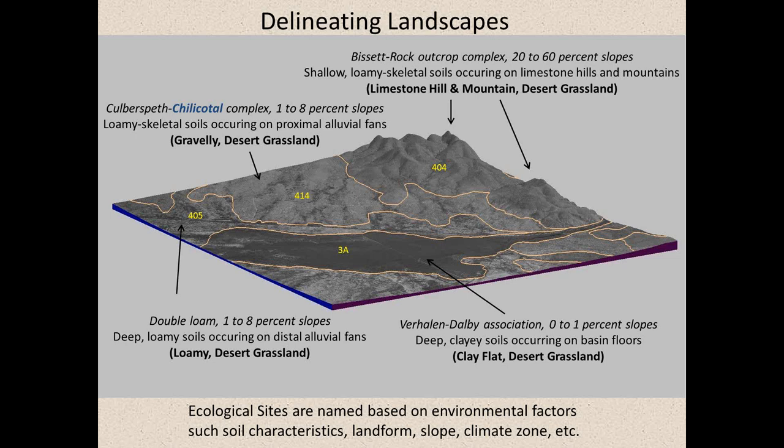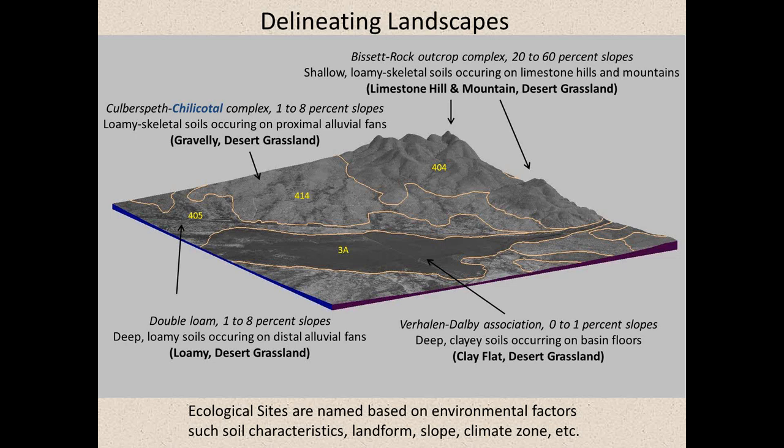So it's linked to the Limestone Hill, Mountain, Desert Grassland ecological site. You'll see desert grassland here in our area in West Texas. That's the climate zone that all this suite of ecological sites is occurring in. It's in the 12 to 14 inch precipitation zone.